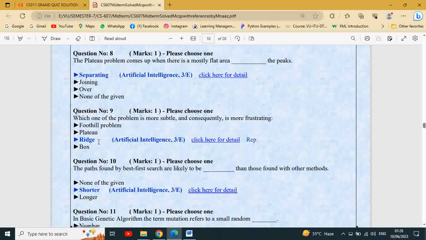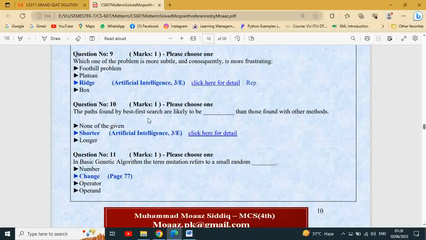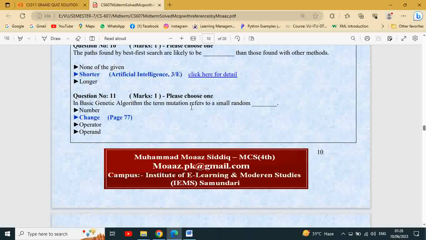Ridge. The paths found by the best first search are likely to be shorter than those found with other methods. In basic genetic algorithm, the term mutation refers to small random changes.